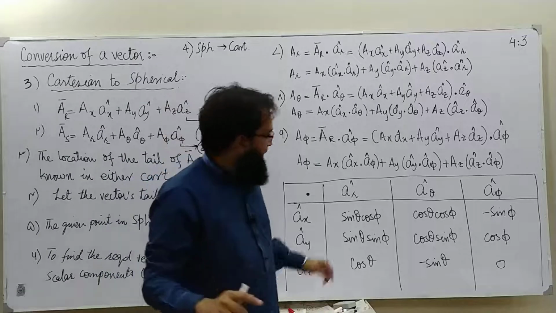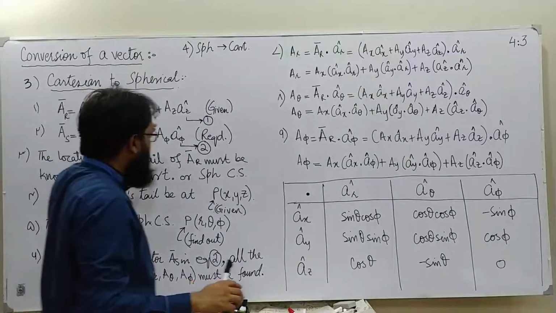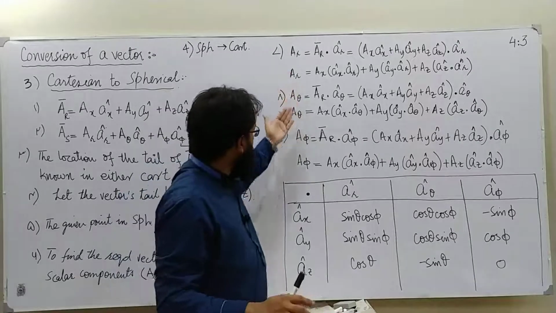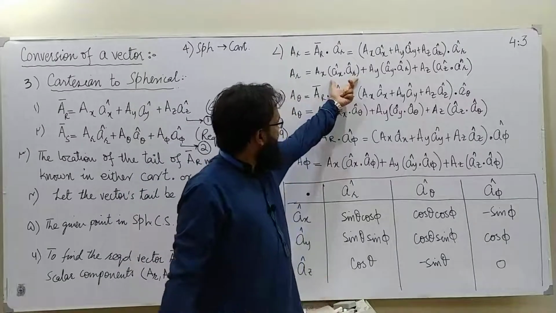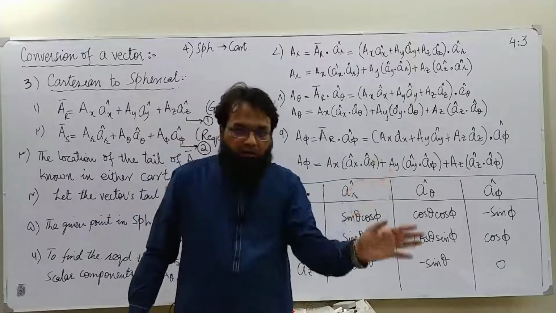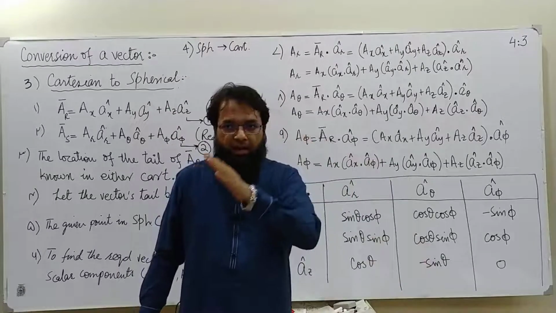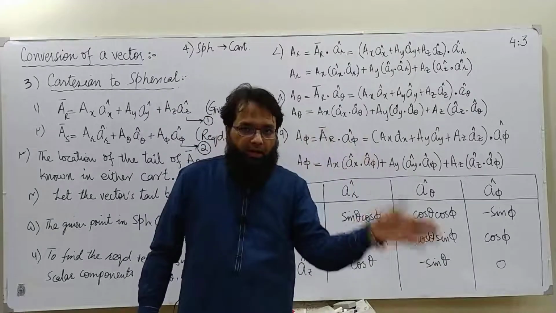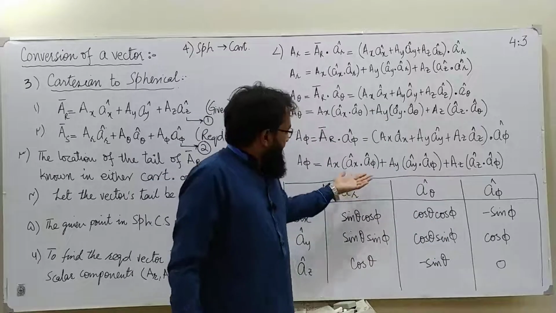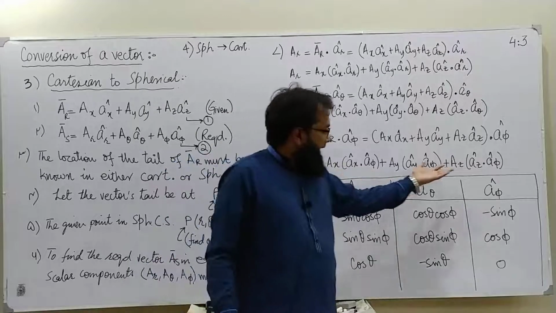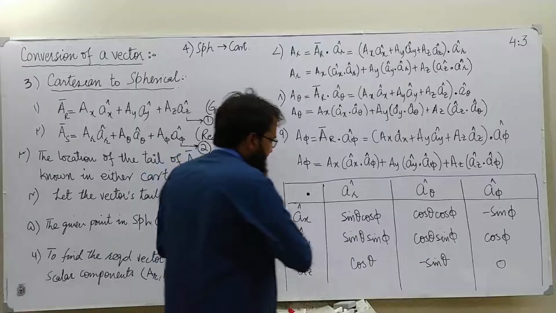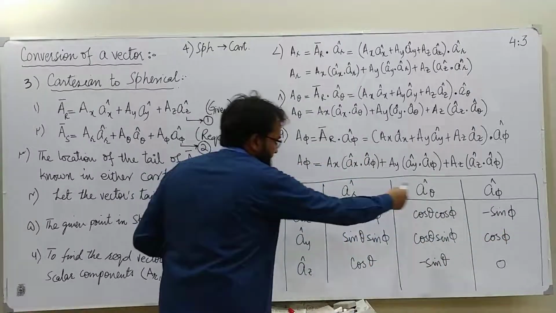Also remember, you will end up in equations, similar equations, in which in the bracket you will be having a_x dot a_r, a_r dot a_y, a_r dot a_z, a_theta dot a_x, a_theta dot a_y, a_theta dot a_z, and similarly a_phi dot a_x, a_phi dot a_y, a_phi dot a_z. In that case, you will have to use this table.